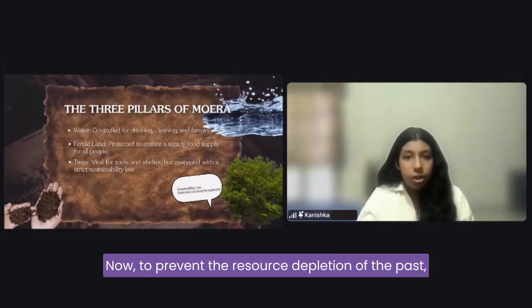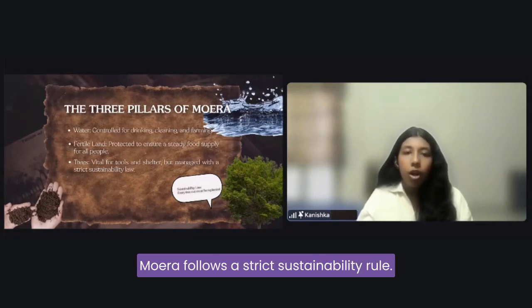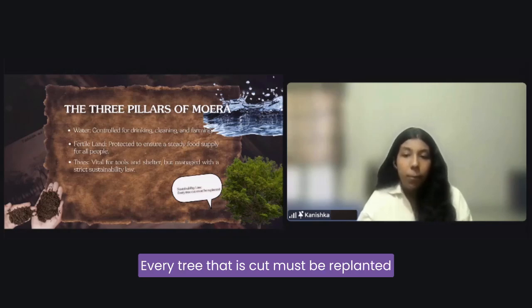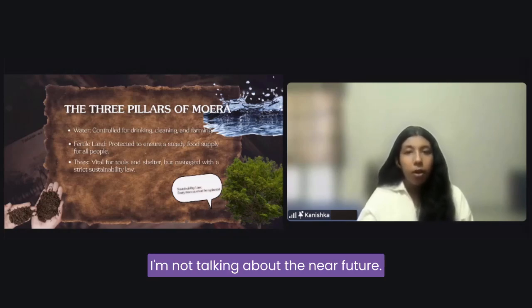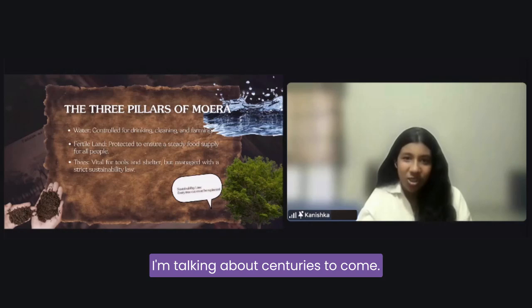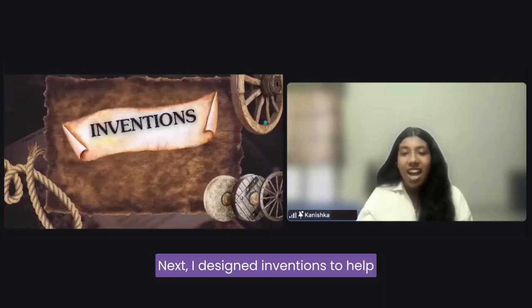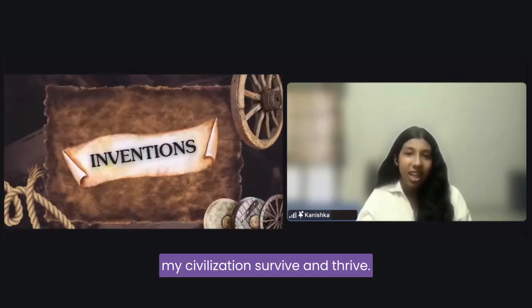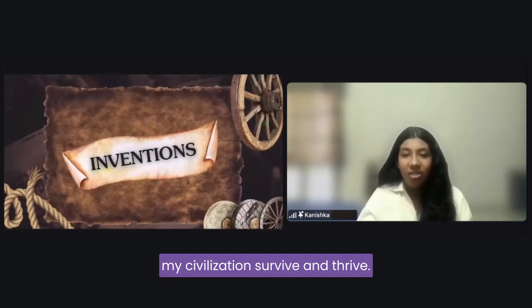Now, to prevent the resource depletion of the past, Moera follows a strict sustainability rule. Every tree that is cut must be replanted immediately to protect our future. And I'm not talking about the near future, I'm talking about centuries to come. Next, I designed inventions to help my civilization survive and thrive.